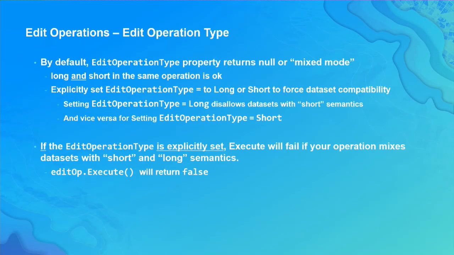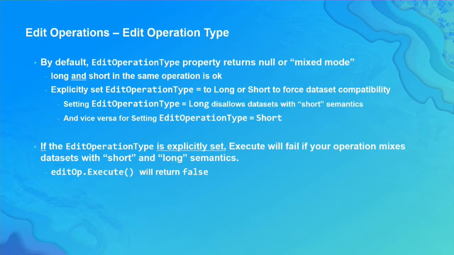You can control the edit operation type through a property called the edit operation type. This is just set to null by default, which means the edit operation will work out if it's in long or short mode, depending on the edit that it's making. So if I'm editing version data, it says, hey, I'm doing a long transaction, let's start my edit operation in that mode. If I'm editing short or non-version data, it will still keep it as null in that respect. And I can still edit the data that way.